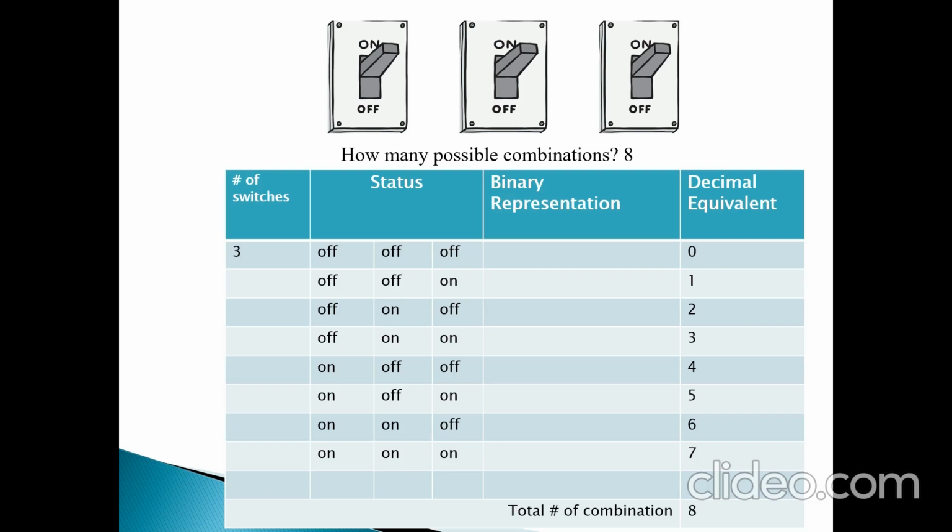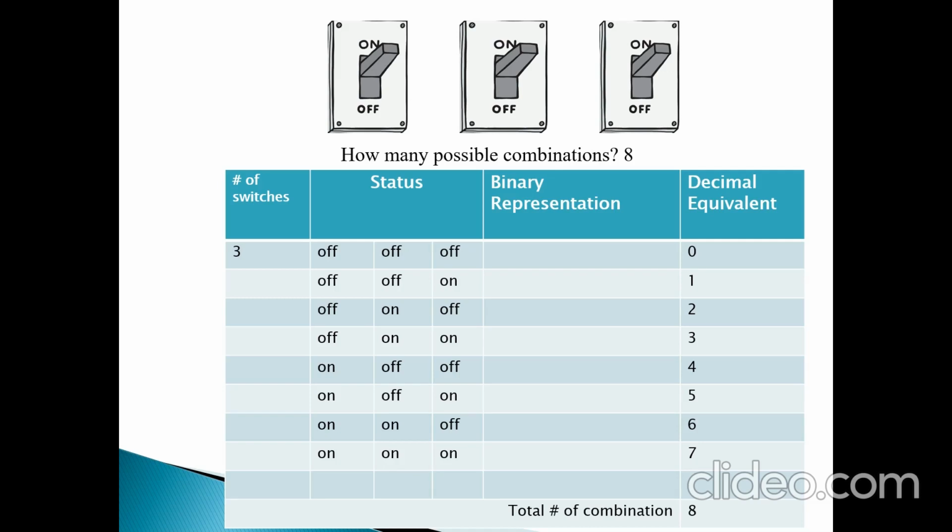The second combination will be off, off, on, so it will be 001. The third combination will be off, on, off. The fourth combination will be off, on, on, and so on, up to 110 and 100. Just always remember that once it's off, the value for the binary is 0, and once it's on, the value representation is 1. If you total the number of states, may it be on and off, these are the decimal equivalents.